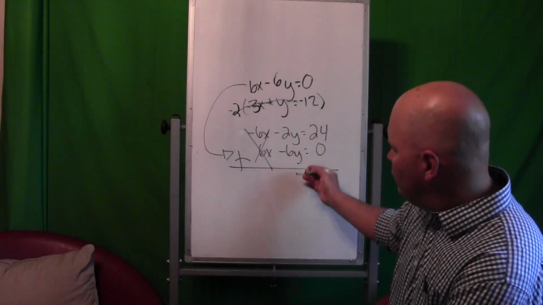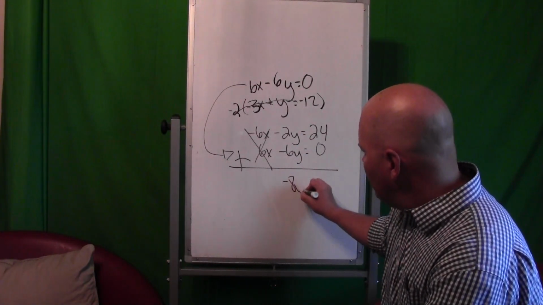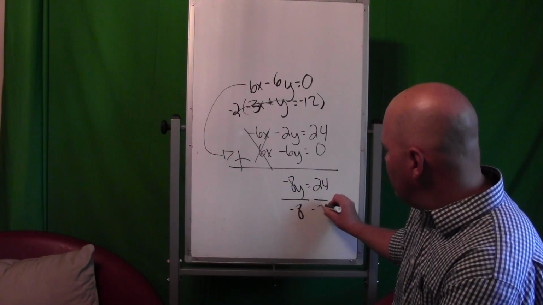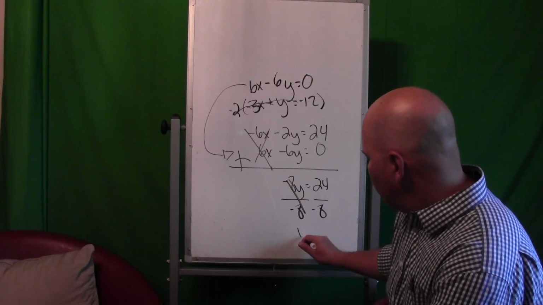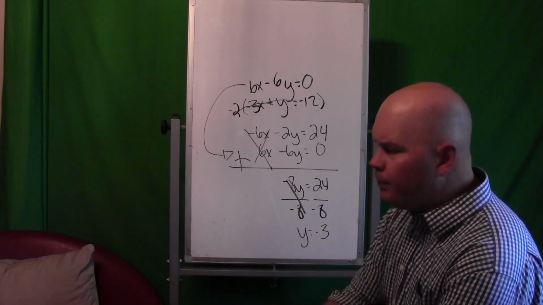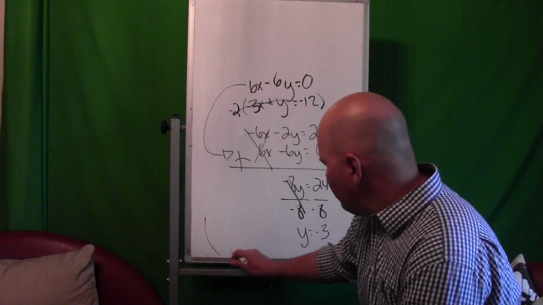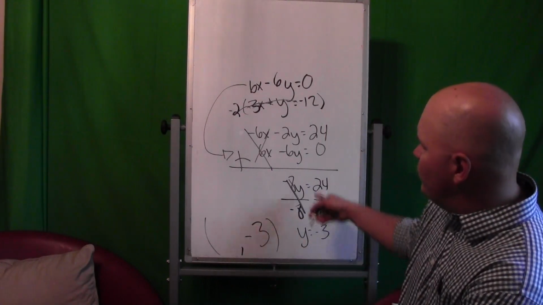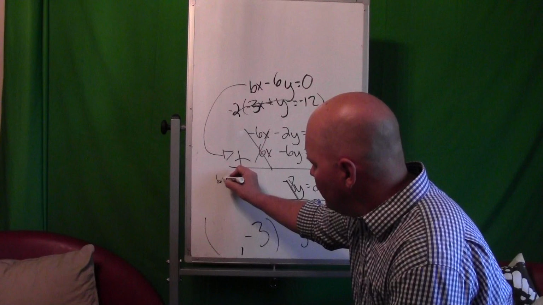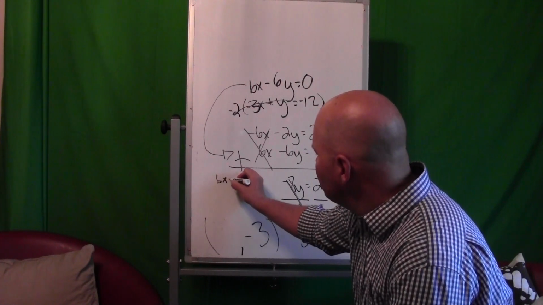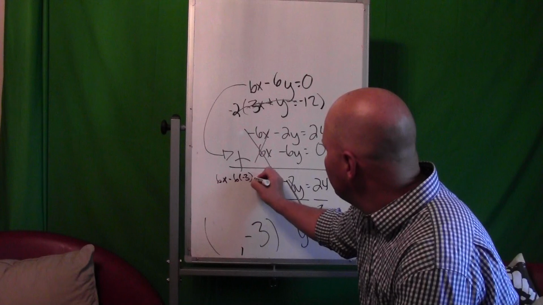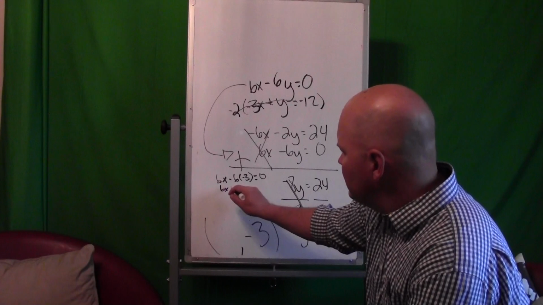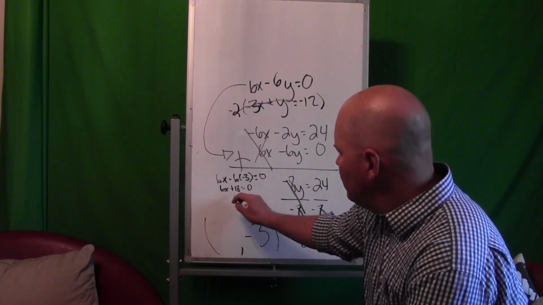Okay? Negative 2y minus 6y is negative 8y equals 24. Divide both sides by negative 8. That goes away. And I'm left with y is equal to negative 3. Okay? So if I wanted to start my parentheses, I'd be like this. And then all I'm going to do is take this negative 3, plug it back into one of my initial equations. 6x minus 6 parentheses negative 3 equals 0. 6x, negative 3 times negative 6 is a positive 18 equals 0.